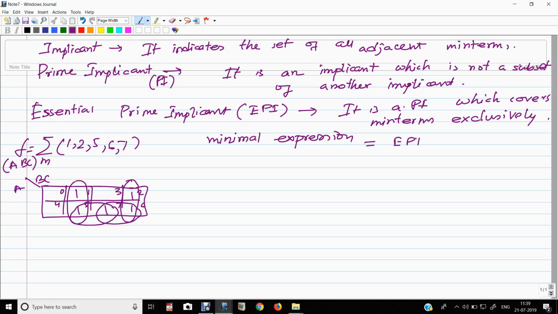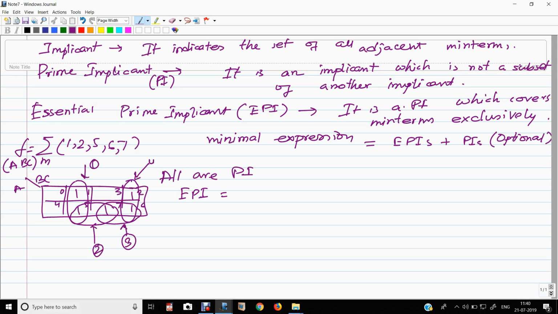And another thing is the minimal expression. Minimal expression equals essential prime implicants plus prime implicants, which are to be taken as optional. So in this expression, all are prime implicants, since no implicant is a subset of another. Take this as 1, this as 2, this as 3, and this as 4. But the essential prime implicants will be 1 and 4, right?